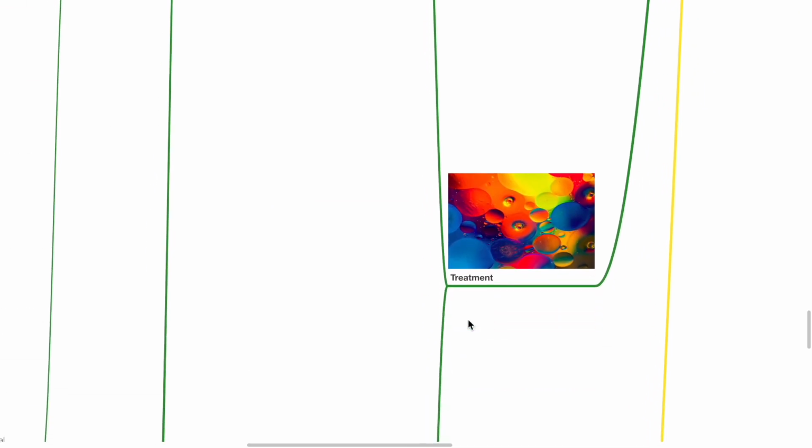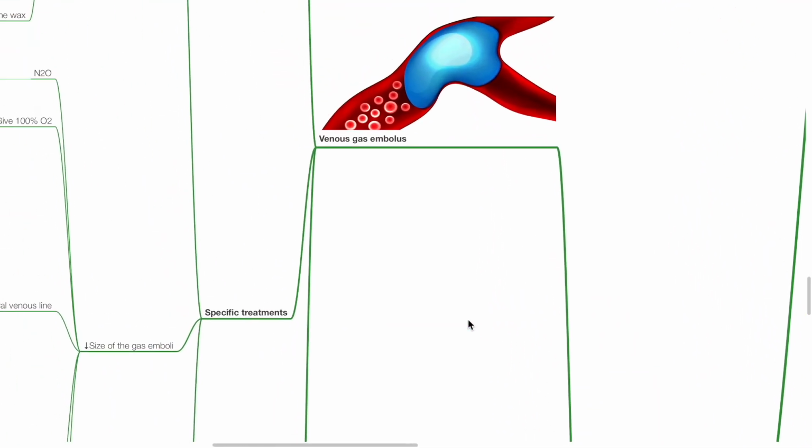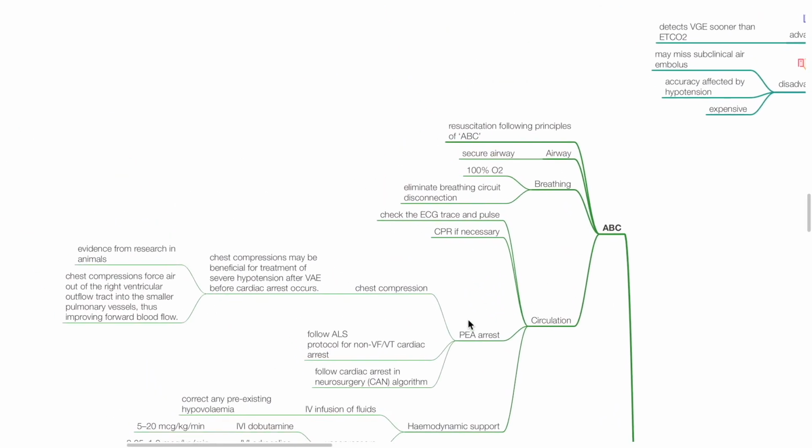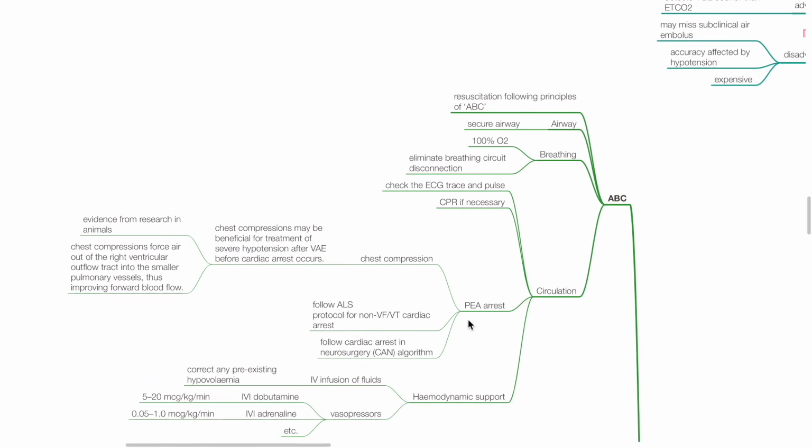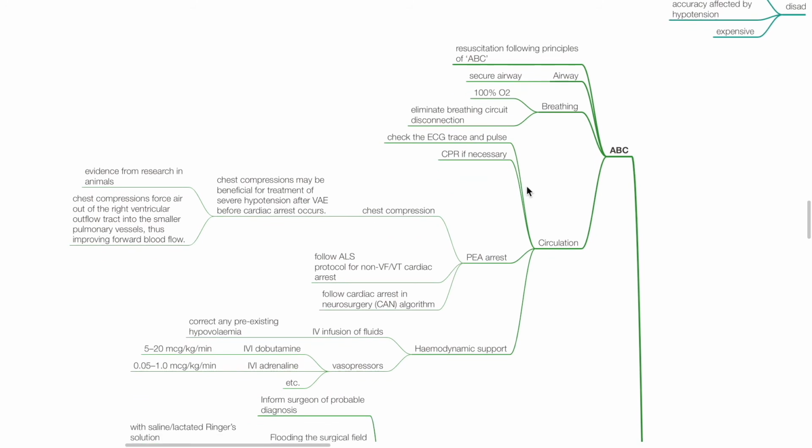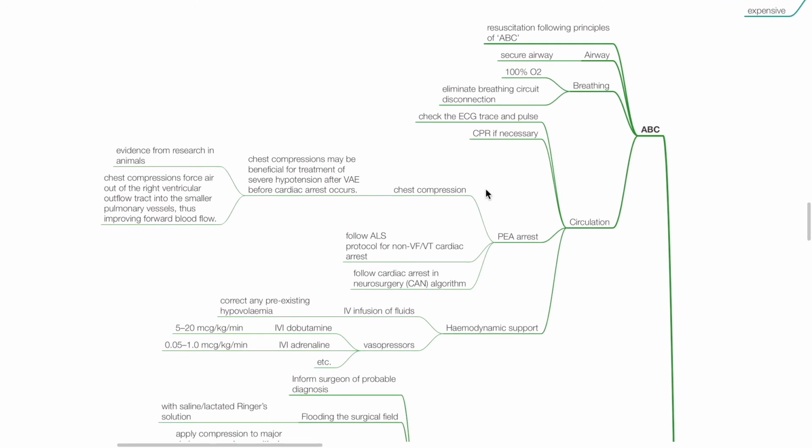Treatment of gas emboli. For venous gas embolus, resuscitation following principles of ABC should be commenced. Secure airway, administer 100% oxygen, eliminate breathing circuit disconnection. Circulation: check the ECG trace and pulse, employ CPR if necessary.